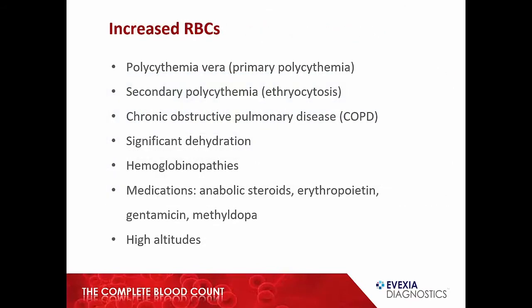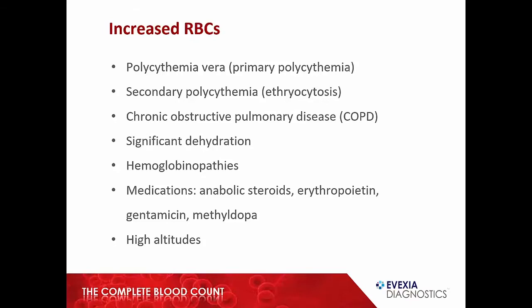So with an increase of RBC count on your laboratory test, here are some conditions that may contribute to that. First is polycythemia vera. That is a stem cell disorder. Next is secondary polycythemia. Now this type of polycythemia develops due to erythropoietic stimulation by certain conditions.